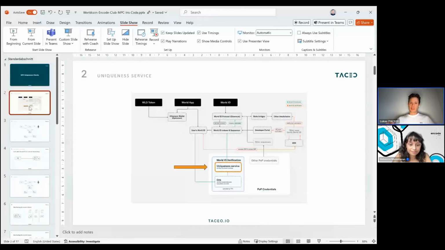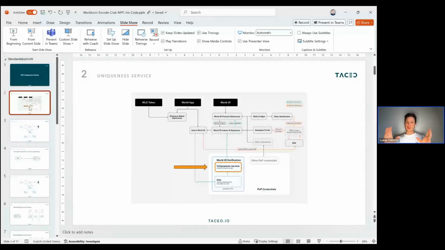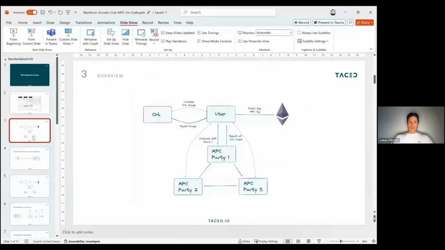So let's do a short recap of slide 2, where we see where this is located in the Worldcoin tech tree. I just highlighted that it is here at the World ID verification, specifically at the Uniqueness Service. If you want to get an idea about the broader tech tree, I recommend you watch last week's episode from DC Builder.